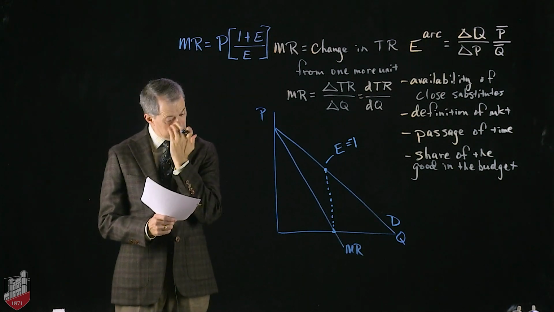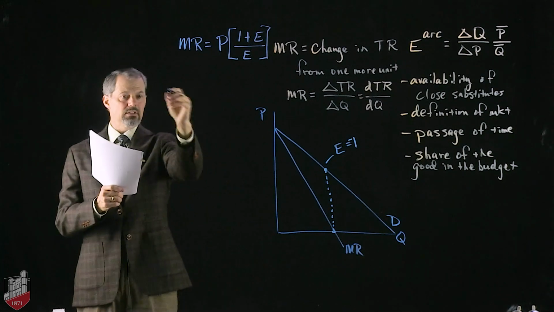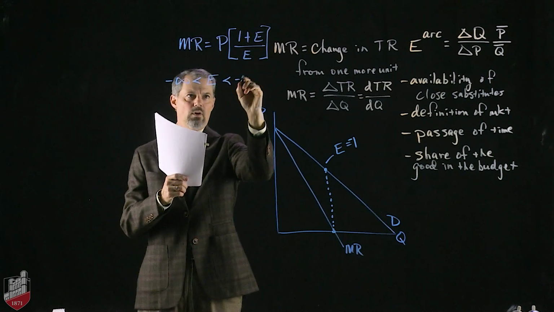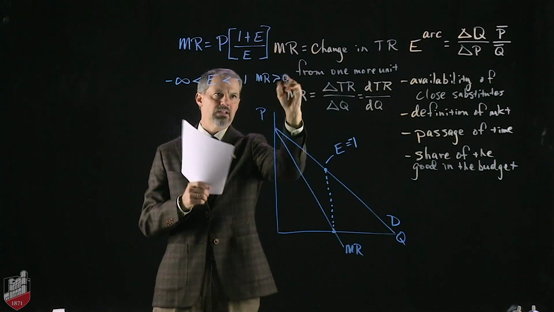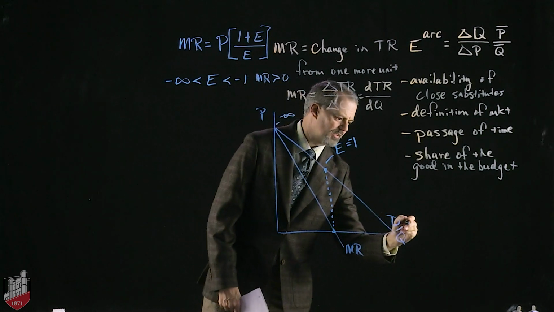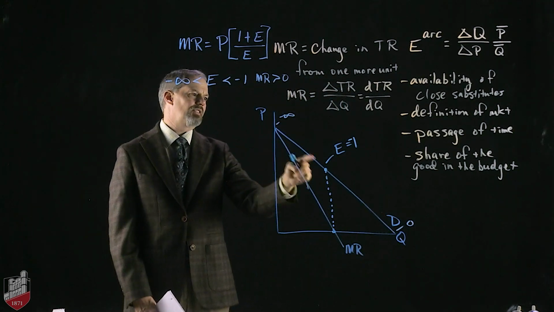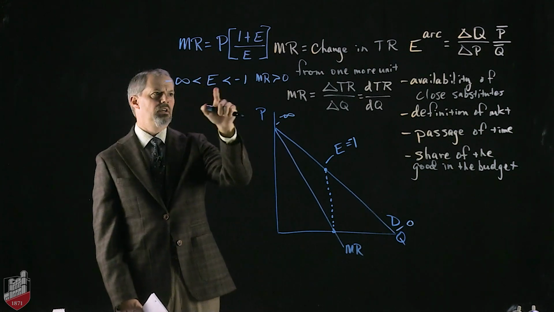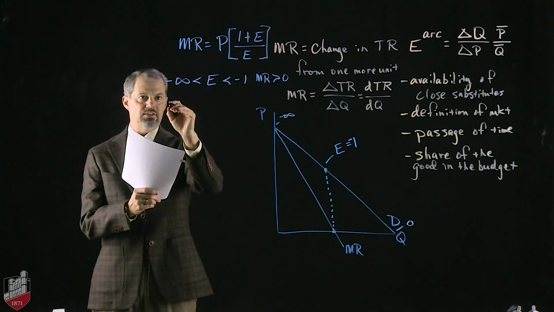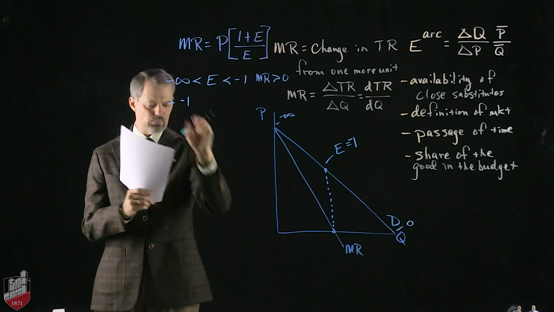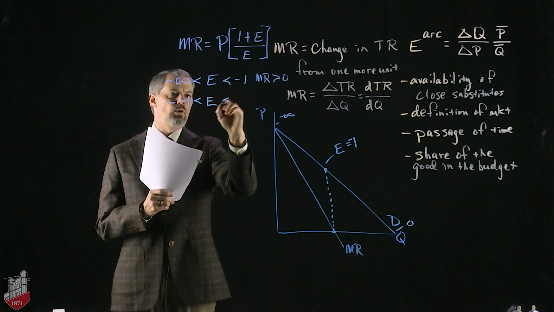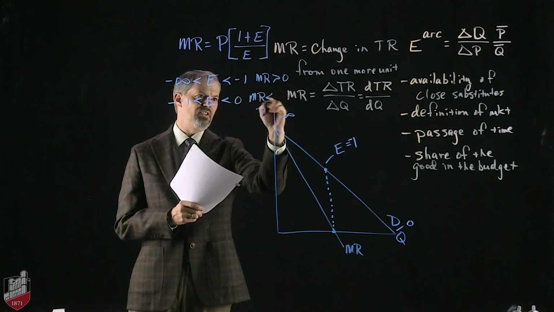On the other hand, when the elasticity is in between -infinity and -1, marginal revenue is positive. That's right up here. Remember, our elasticity was -infinity up here, and our elasticity was 0 down here. This is the elastic portion of the demand curve. Marginal revenue is positive. If we're thinking about that portion down there, then the elasticity is in between -1 and 0, and that's where marginal revenue is negative.